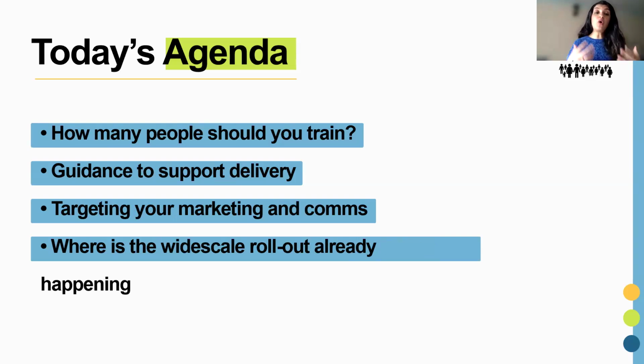I'll also be talking about what we can do as the Carbon Literacy Project to guide you and to support your delivery. So what we have in terms of helping trainers and the workshops that we offer. A big part of your training is also going to be looking at your marketing and your comms, how you target your marketing, the kind of people that you're targeting, and how you can maximise getting people on your courses as well.